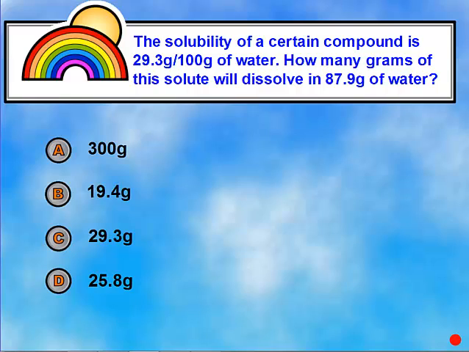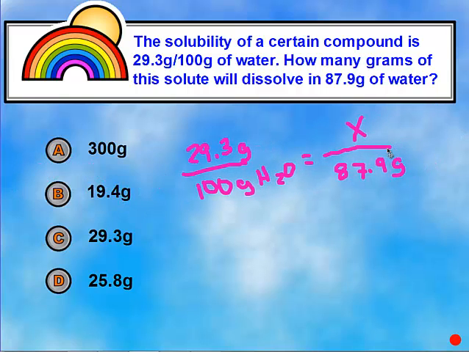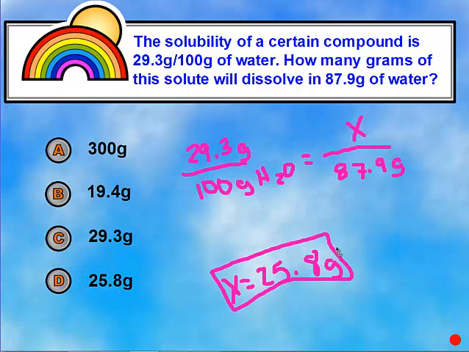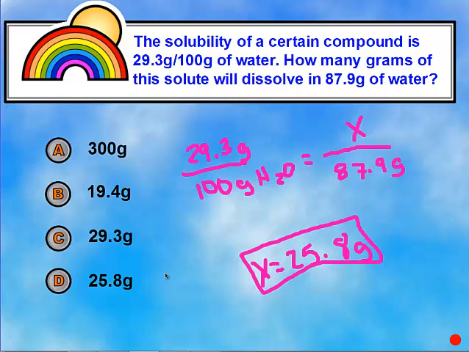Go ahead and read the problem and try this one on your own, restarting when you have your answer. So in this problem, we have 29.3 grams dissolved in 100 grams of water, and now we only have 87.9 grams of water. You should set up a proportion to solve for x. Solving for x, you get 25.8 grams, or D.